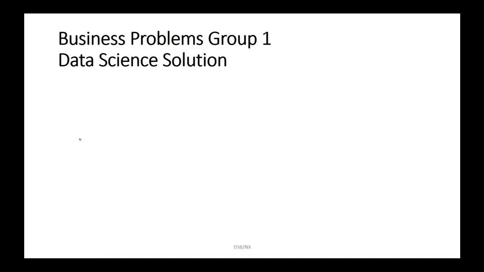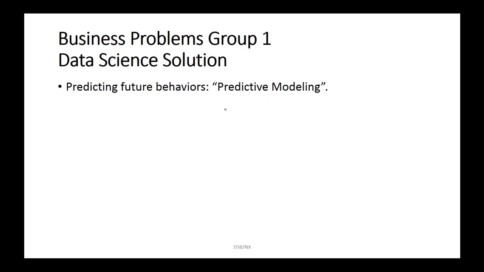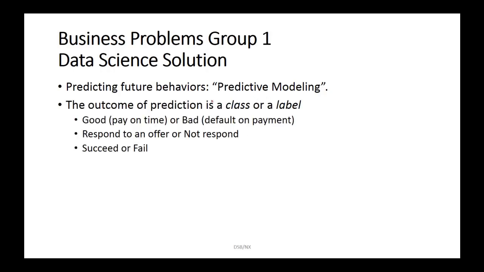What these problems share in common is we are trying to predict the future behaviors of an individual, or using data science term, an instance. Collectively, we call this type of modeling effort predictive modeling. The outcome of the prediction could be a class or a label. For example, it's either going to be good or bad in the credit scoring example. It's going to be either respond or not responding in the telemarketing example. It's going to be a success or a failure in the recruiting example. We call this type of prediction classification.